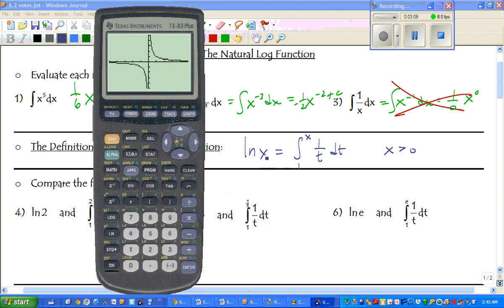So for example, if we had natural log of 2, that'd be the definite integral from 1 to 2 of 1 over t dt. So we'd be looking at the area under the curve from 1 to 2. So this little region would define natural log of 2. And natural log of 20, we'd have to do the definite integral from 1 to 20 of 1 over t dt. So the area under the curve from 1 to 20 way out there.